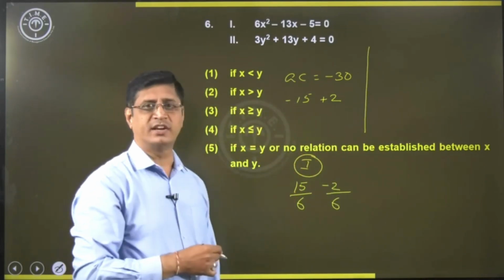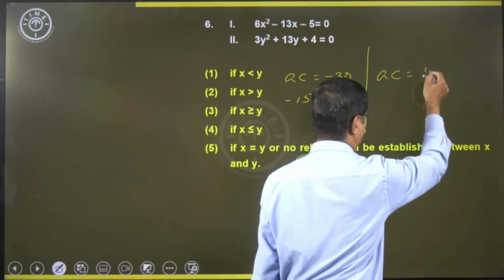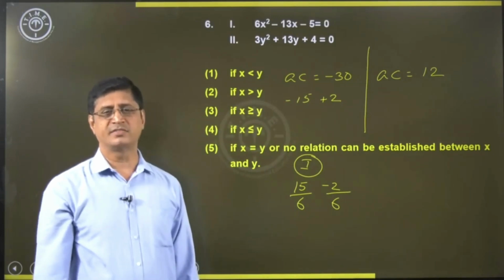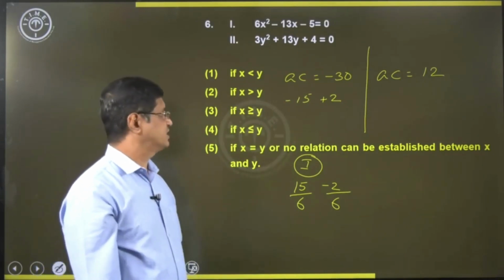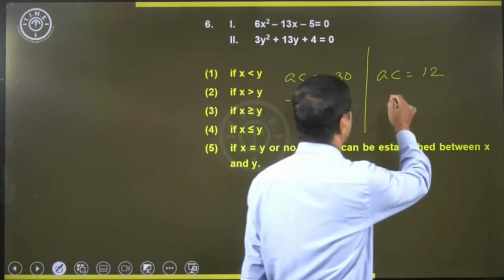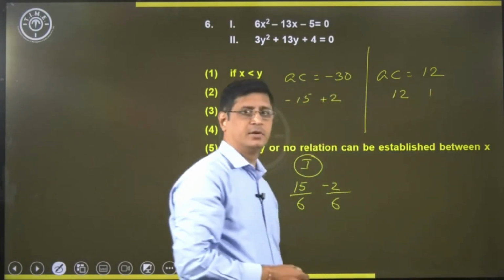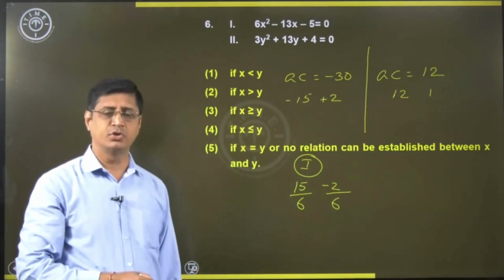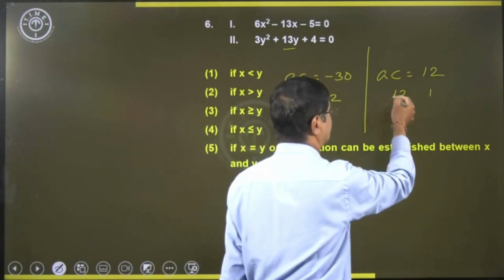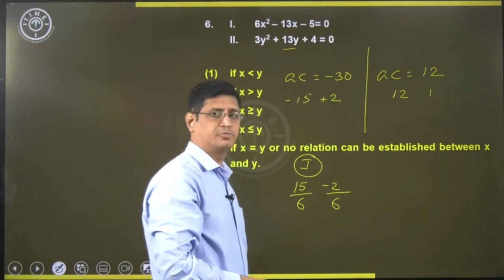3 into 4, that is 12. So A into C is equal to positive 12. The middle term, that is B, is positive 13. How to get 13? By using the value 12. So here 12 into 1, that is 12. 12 plus 1 is equal to 13. So what is the middle term? Plus 13. So here both the values are positive. Plus 12 plus 1 results in plus 13.